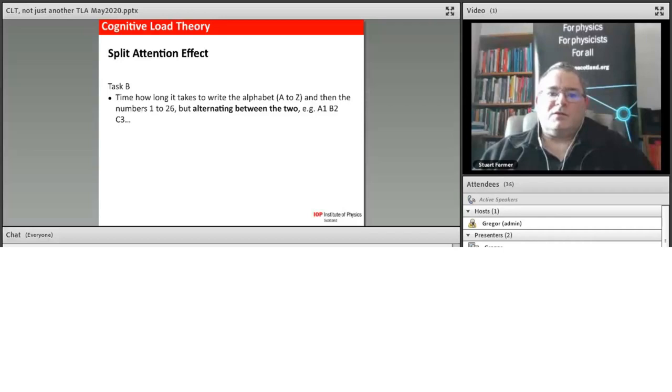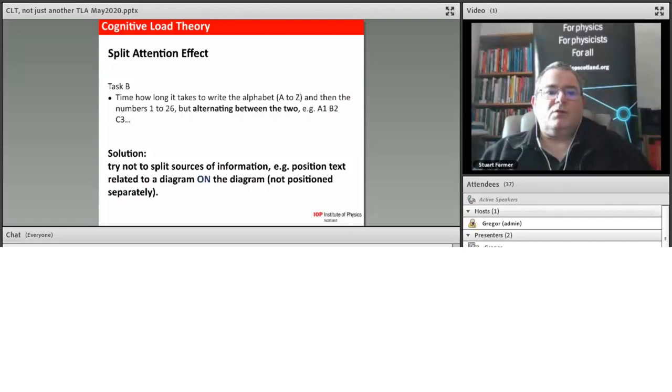So as soon as you try to do this more complicated activity, it's going to take up more of your working memory to actually think, what was the last letter and what was the last number, etc. Even though you've maybe got it on the page in front of you and you can see it, it nevertheless takes time to go through that. So that's an example of having split attention between two different things.